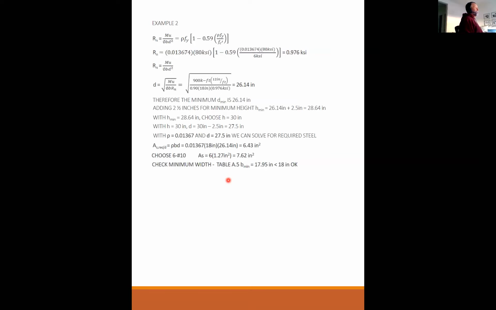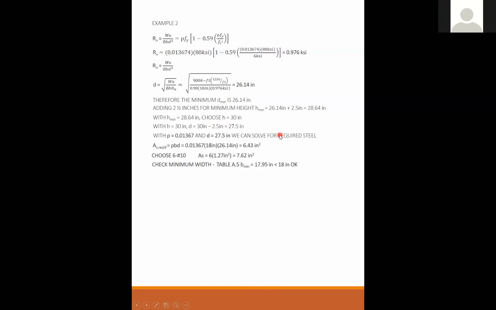Okay, yeah. I have another question. If I went to 2 rows, wouldn't that change your D? No, it doesn't change D because I calculated what my D needs to be. But what it does change is the height of the beam. So I would have used 26.14, and if I knew I had 2 rows, I would have added another inch here. So that would have been plus 3.5, which would have been 29.64. I still would have used 30.